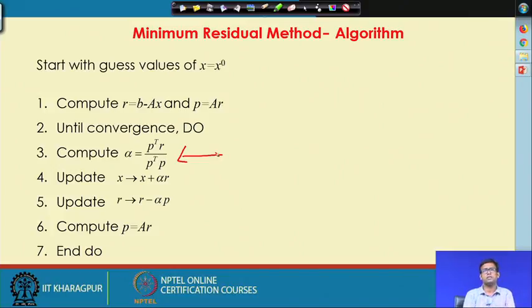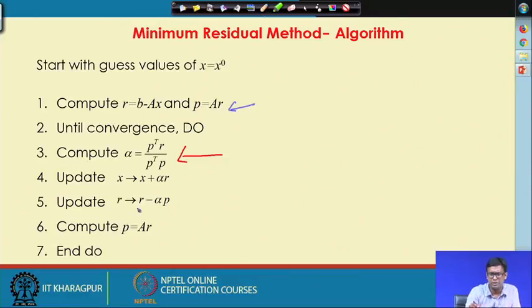In the algorithm, only the alpha computing part is different from steepest descent. You start with a guess x equal to x 0, compute the initial residual r equal to b minus A x, and p equal to A r. Then, until convergence, compute alpha equal to p transpose r over p transpose p, where p is A r. So you have to do a matrix multiplication only here and then only vector multiplications. Update x equal to x plus alpha r, and update r equal to r minus alpha p.